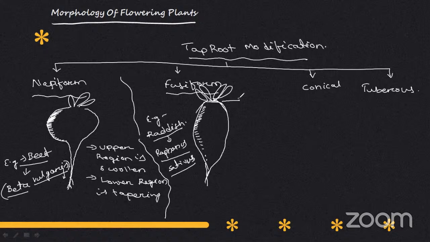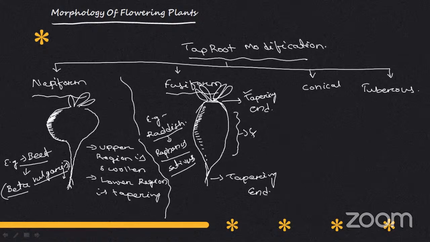Here, what happened? This end is slightly tapering at the end. This is also a tapering end, but this end is more tapering as compared to this end. Here the middle part is the swollen part, and both ends gradually taper. That is your fusiform shape, and this is found in case of your radish.